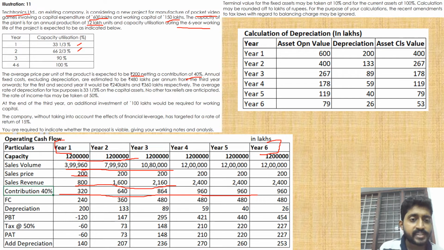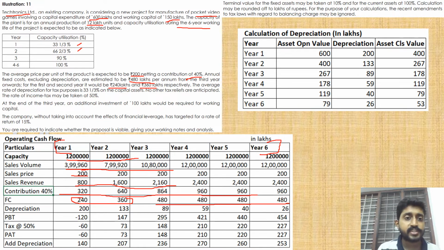Next, the annual fixed cost excluding depreciation is estimated to be 480 lakhs per annum. So 480 lakhs is for the 3rd year onwards. For the year 3, year 4, year 5 and year 6, 480 lakh is the fixed cost excluding depreciation. For the previous years, for first year it is 240 lakhs and second year it is 360 lakhs. So fixed cost is taken. From the contribution, you can reduce the fixed cost, and we have to reduce the depreciation also, for which we have to calculate the depreciation.